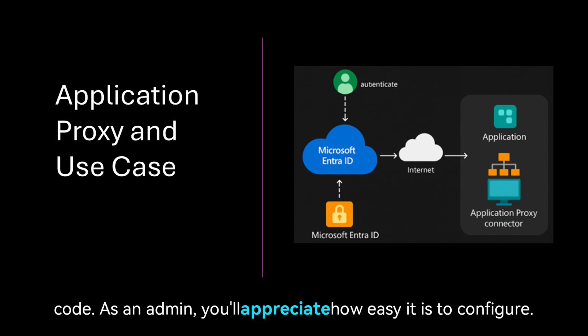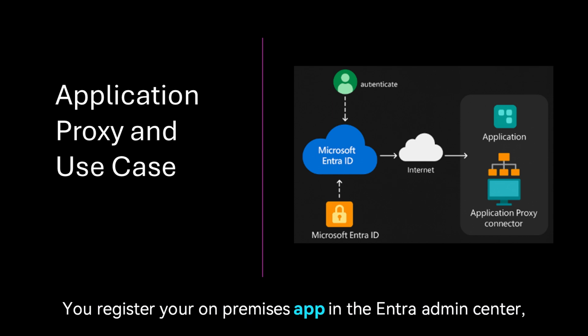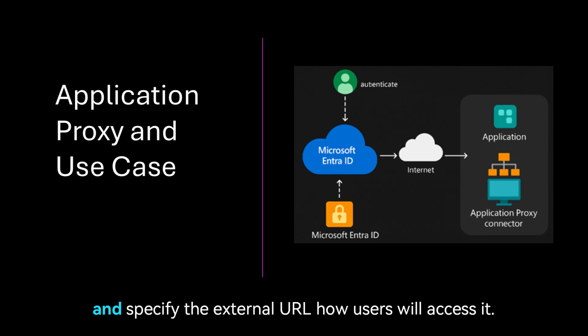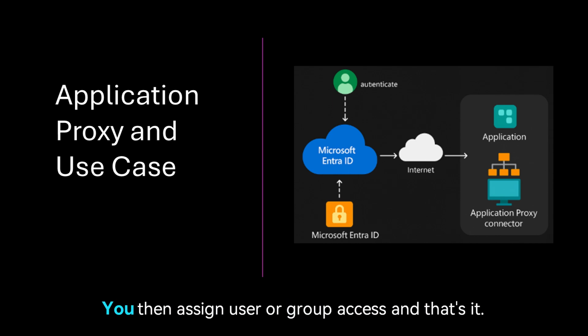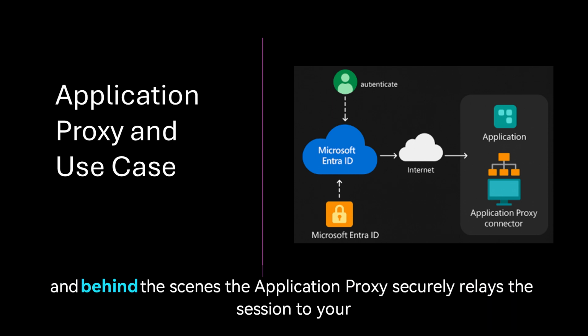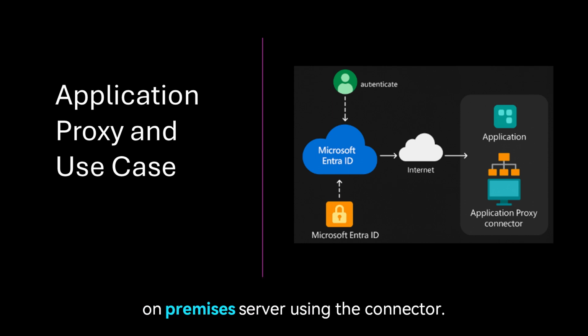As an admin, you'll appreciate how easy it is to configure. You register your on-premises app in the Entra Admin Center, define the internal URL where the app lives in your private network, and specify the external URL, how users will access it. You then assign user or group access, and that's it. Users can sign in from anywhere using their Microsoft Entra credentials, and behind the scenes, the application proxy securely relays the session to your on-premises server using the connector.